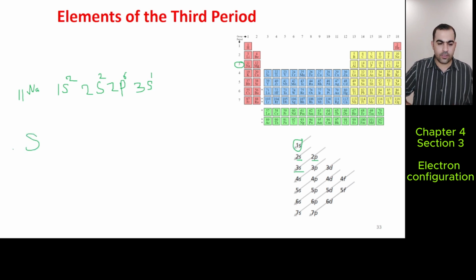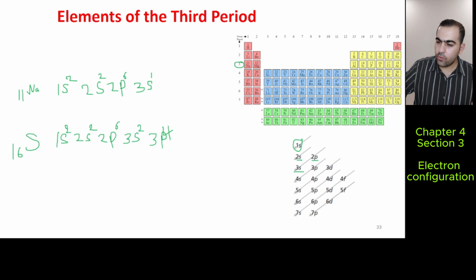Let's do it for sulfur. Sulfur is 16. 1s2, 2s2, 2p6. We go until 16. Then 3s, I'm sorry, 3s fills with 2 electrons, then 3p. 2 plus 2 plus 6 plus 2 is 12, so it must be 3p4. We do it like that.